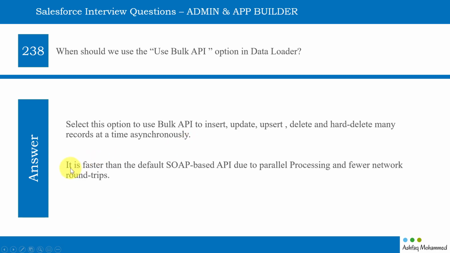Okay, so it is faster than the default SOAP API based API due to the parallel processing and fewer network round trips. So when it does the asynchronous, right, it tries to pass on multiple batches at a time, right? That is the reason it is faster. So multiple batches at a time means it is doing parallel processing. Okay. So that is the reason it is really fast as well.